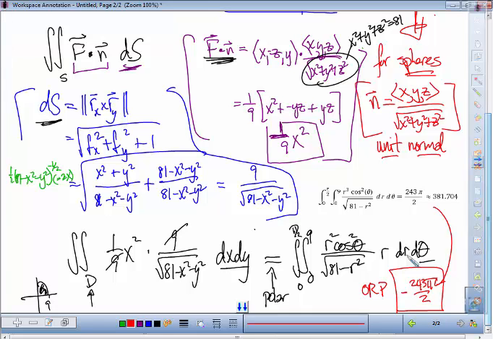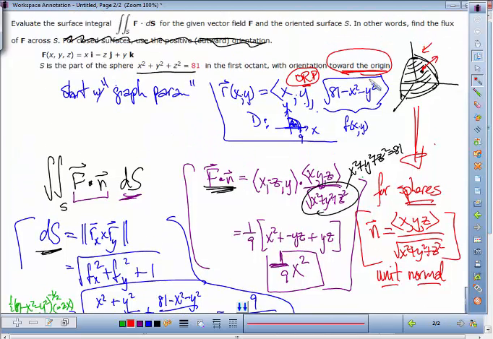All right. Questions? I don't know if they use OPP or ORP in the book. How would you use it? Well, I would look at the orientation that they give, and then I look at the normal or the parameterization that I have, and then I decide whether it's OPP or ORP.